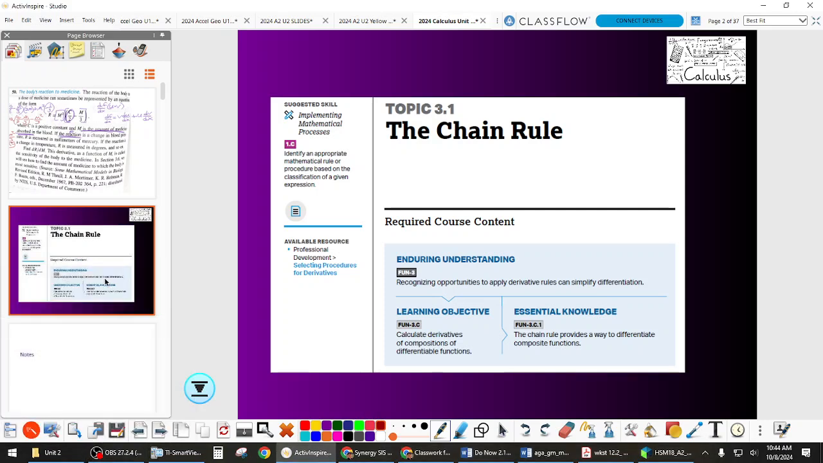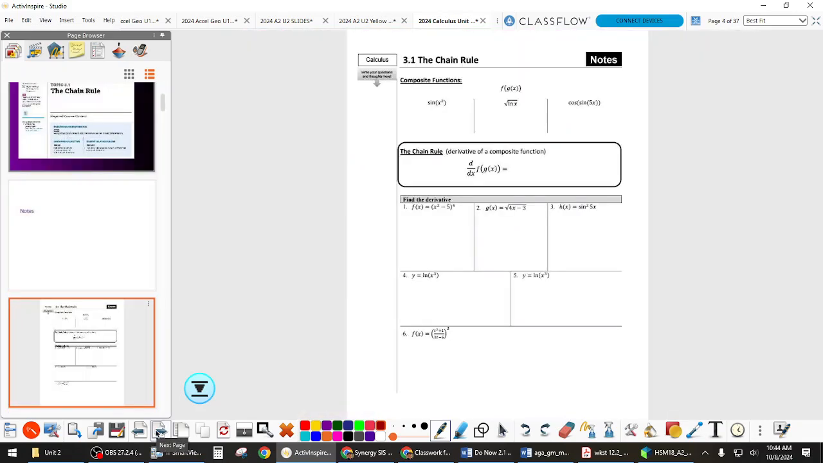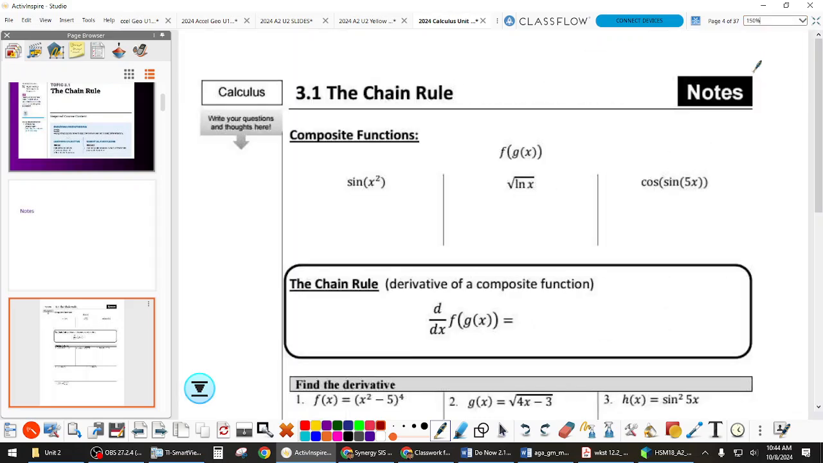So calculate derivatives of compositions of differentiable functions. I kind of like the chain rule name because it just chains things together. So it kind of makes sense. Let's quickly review composites.